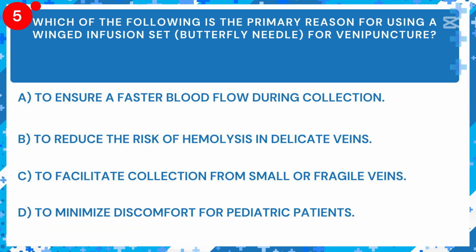Question 5. Which of the following is the primary reason for using a winged infusion set, butterfly needle, for venipuncture? A. To ensure a faster blood flow during collection. B. To reduce the risk of hemolysis in delicate veins. C. To facilitate collection from small or fragile veins. D. To minimize discomfort for pediatric patients.